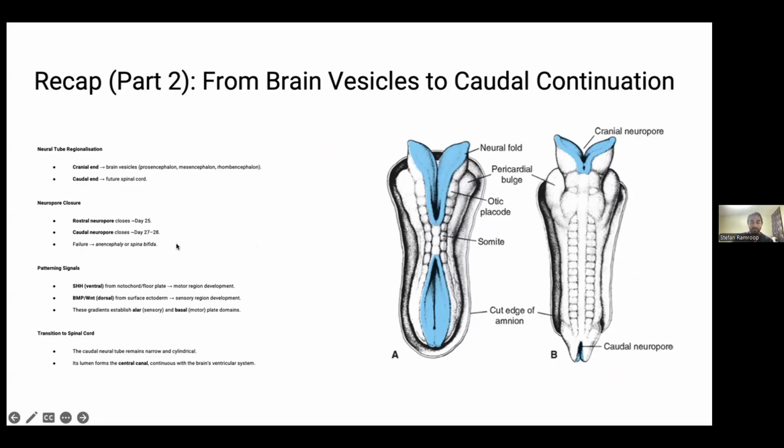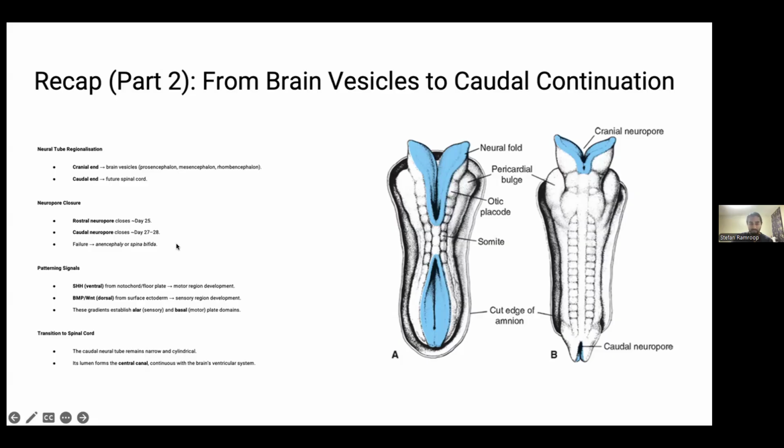Neural tube closure completes when both neuropores fuse, so your cephalic one around day 25 and your caudal one between days 27 to 28. And if you have failure of this, that could lead to major congenital anomalies such as anencephaly if anterior or something such as spina bifida if caudal.